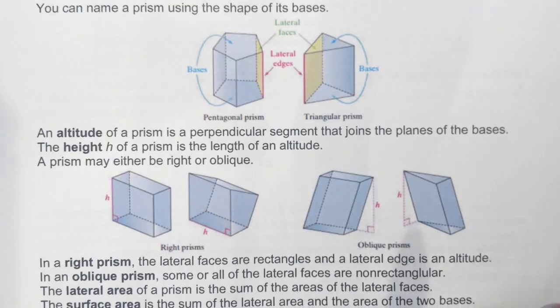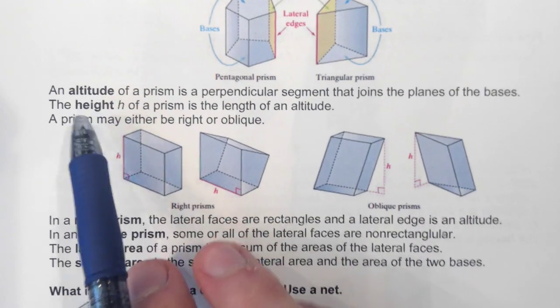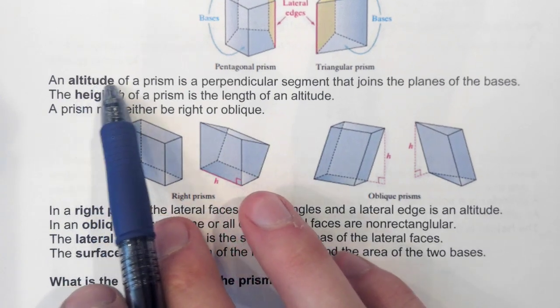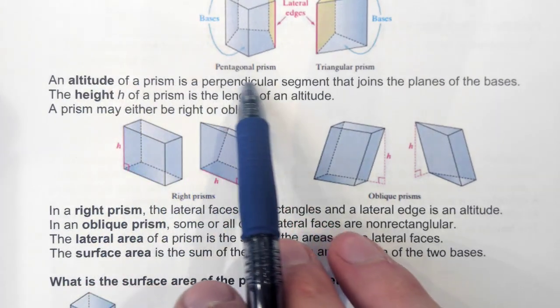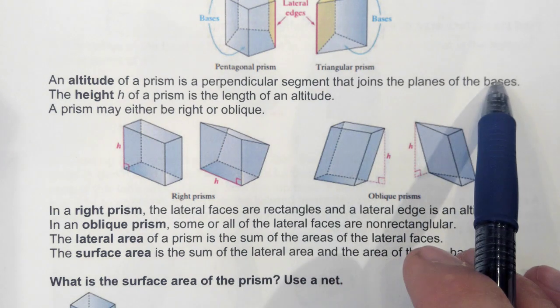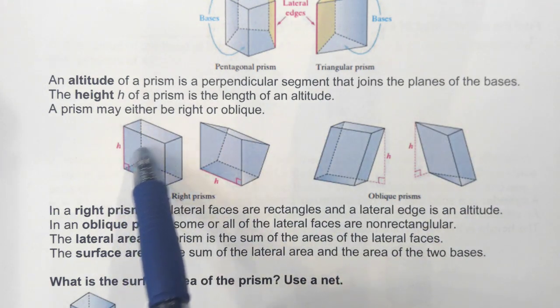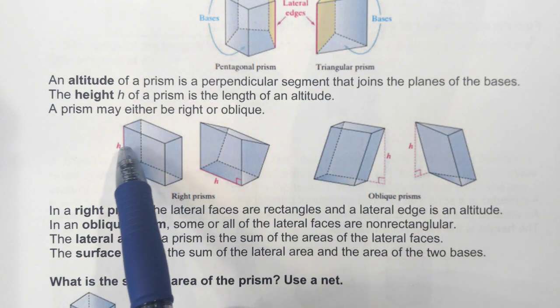Now to find, well, I won't go into that yet. We'll just look at these definitions. So an altitude of a prism is a perpendicular segment that joins the planes of the bases. So if you're looking at this, this is the altitude or the height.